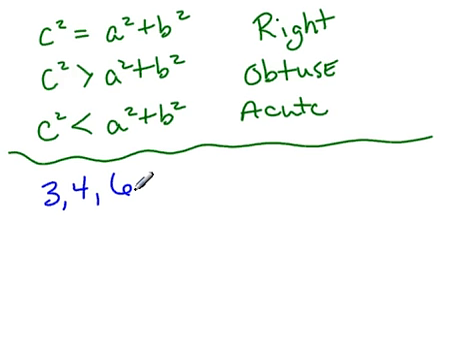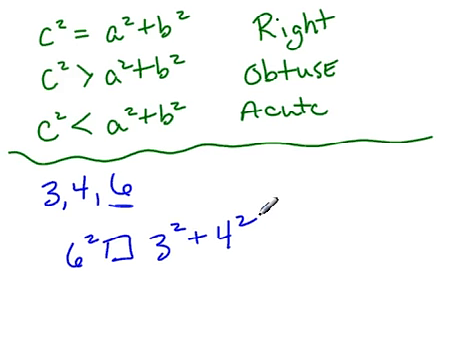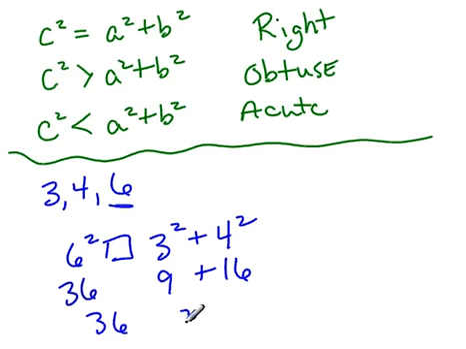Now remember, we always want the longest side to be our C. So we're going to say 6 squared, 3 squared plus 4 squared. And completing our math, we have 36, 9, and 16. Is 36 equal to, less than, or greater than 25? It is indeed greater than. So what does that mean? This triangle is obtuse.